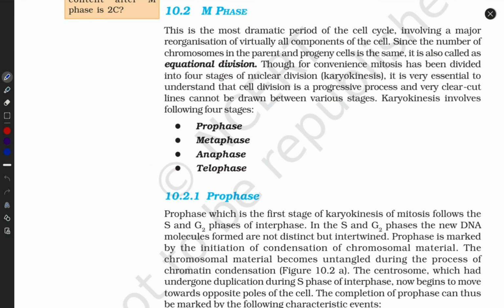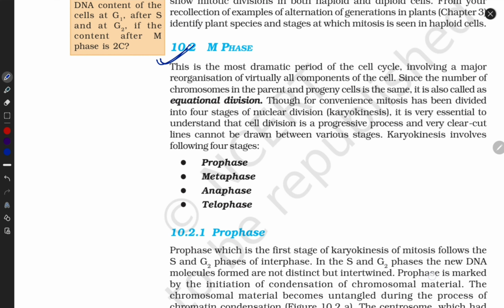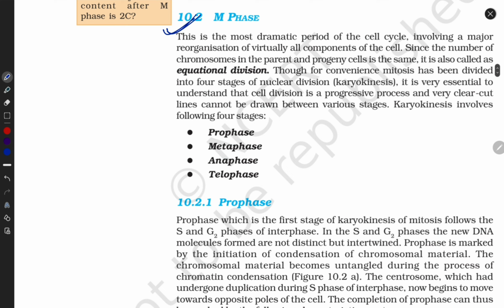In our previous video we discussed interphase. Now let's start from M phase. M phase is the dividing phase. Now preparation is complete, and the cell wants to divide. First karyokinesis: firstly the nucleus will divide, and after that cytokinesis, the cytoplasm will divide. So this M phase is divided into four phases: prophase, metaphase, anaphase, telophase.